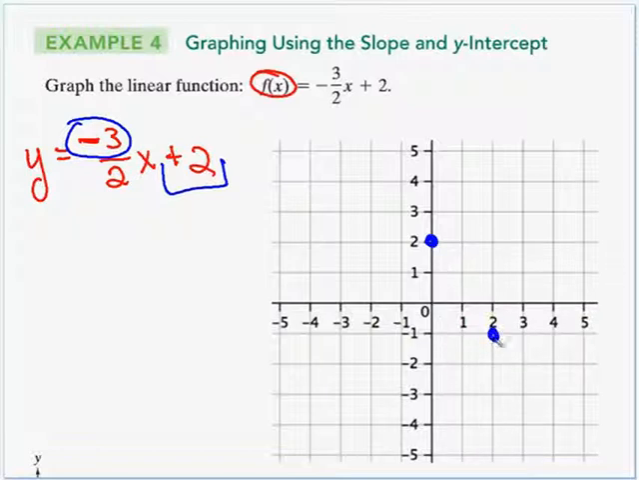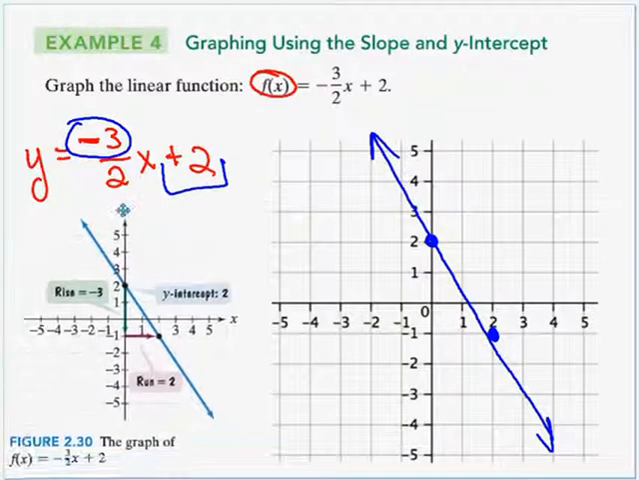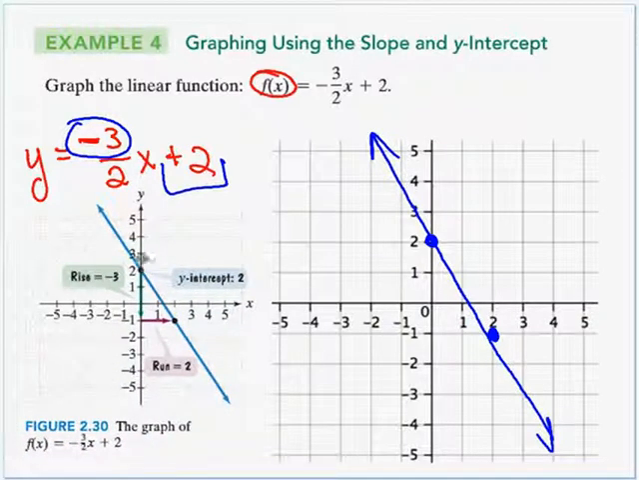So here's my second point. And since we have 2 points, we can connect the dots and draw arrowheads on each end. And I hope my graph matches the book's graph. And there we go. Y-intercept positive 2, rise down 3, over 2 for the run.